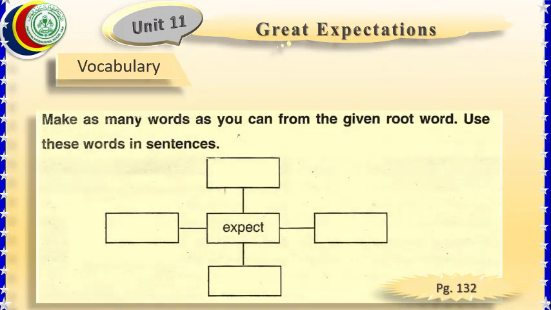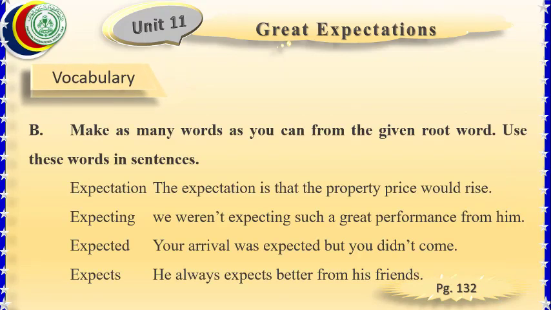This is the next exercise. In this exercise, we are set to make as many words as we can from the given root word. Use these words in sentences also. We are set to make words by using the word expect, and at the same time we are set to use them in our sentences also. Let us make the words and use them in our sentences. For example, from expect we can make expectation, expecting, expected, and expects. Now we shall use all of these words in our own sentences.